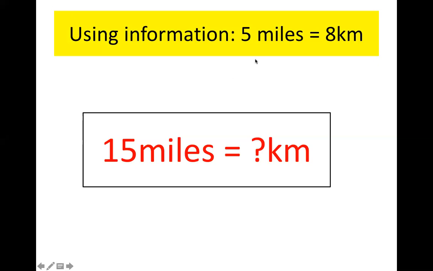So I'm just using ratio. So 5 miles is 8 km. 10 miles will be 16, because times double. 15 miles will be 24. Must we copy the conversion unit? No need to copy. Pooja, can understand?